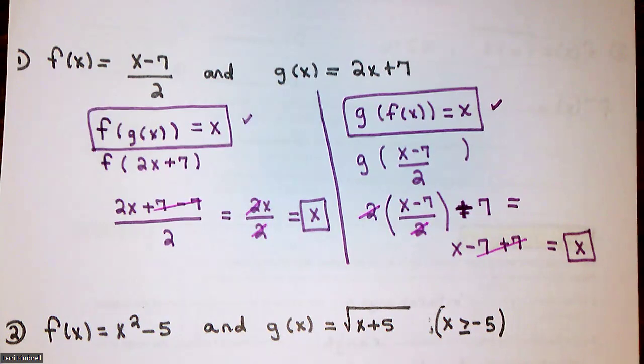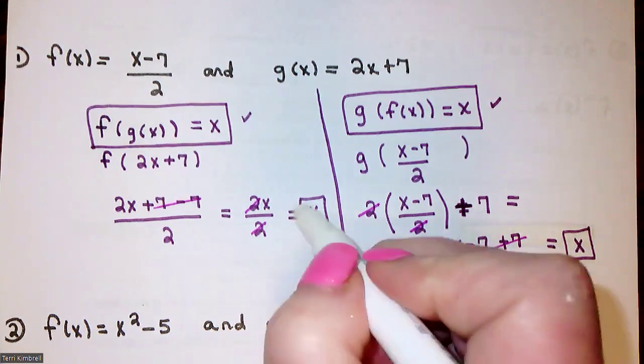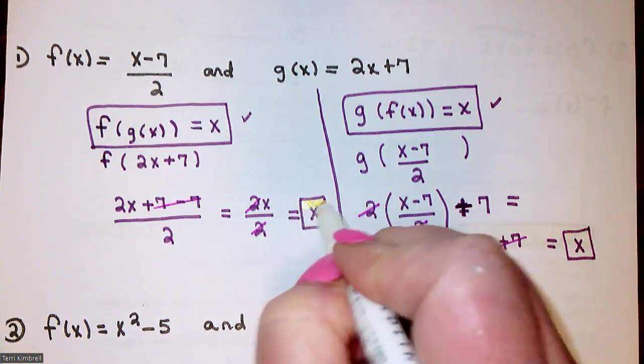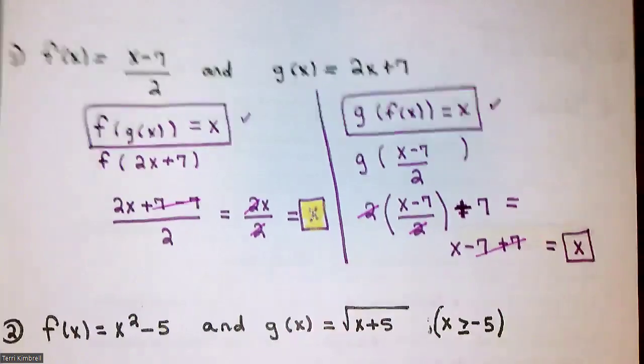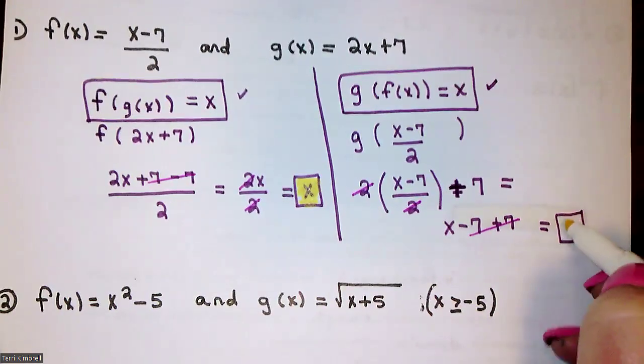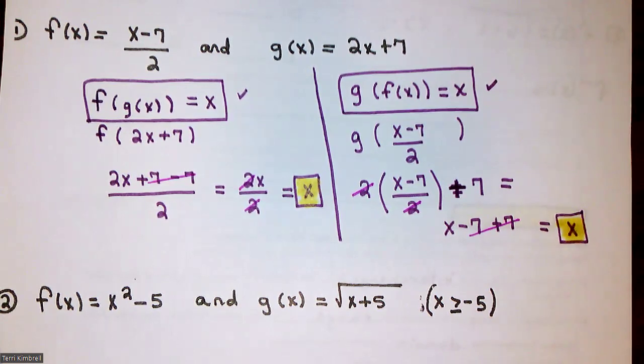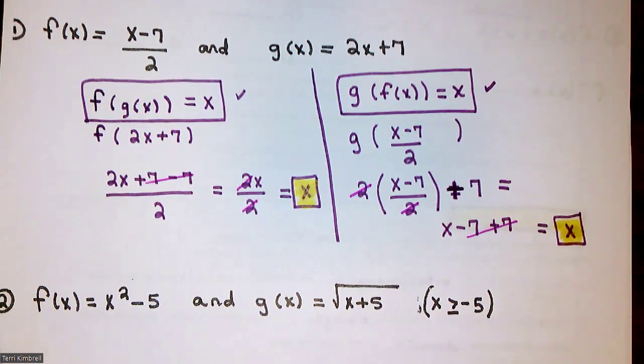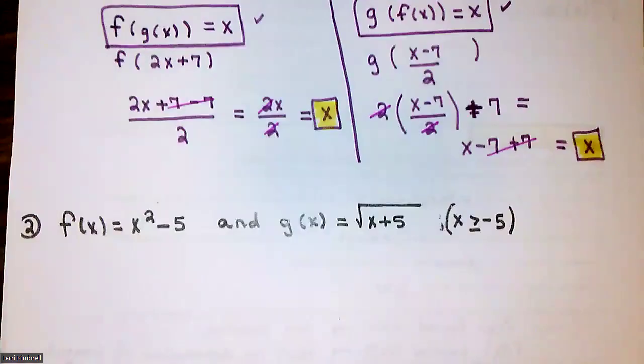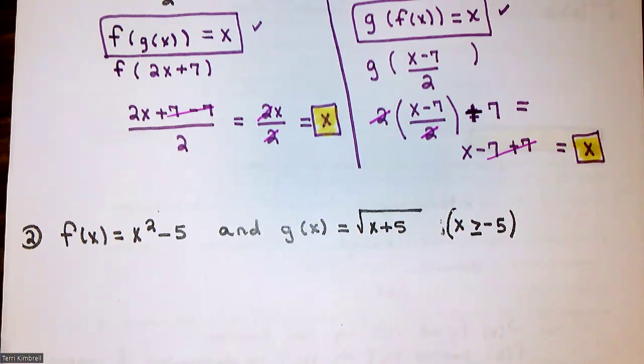So when you're doing the compositions, you are showing that when you plug one function into the other, you're going to get x. And when you plug the opposite function into the other one, you're also going to get x. Okay, go ahead and pause the video and try number 2.